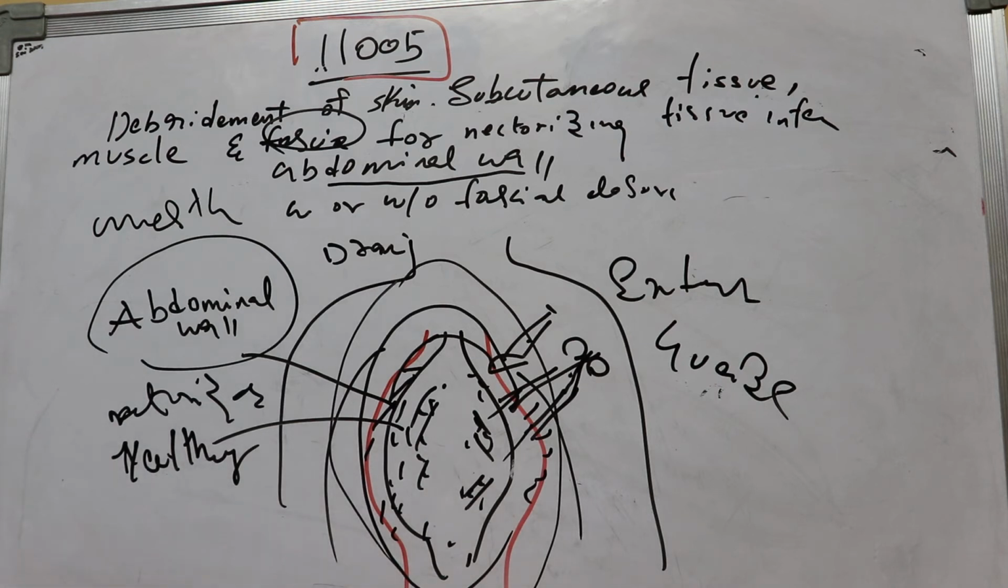So whenever a patient has an abdominal wound with necrotized infection, and the physician is performing debridement, we have to bill 11005.